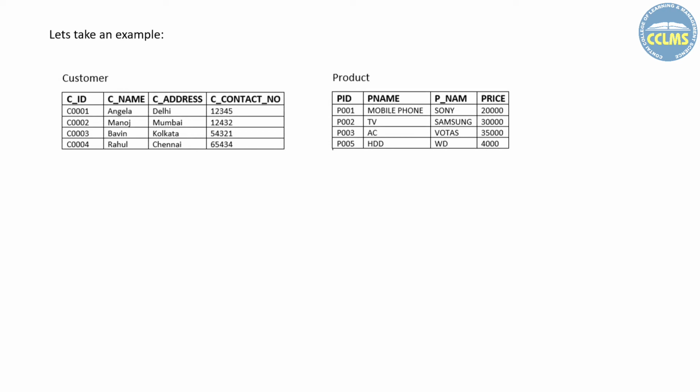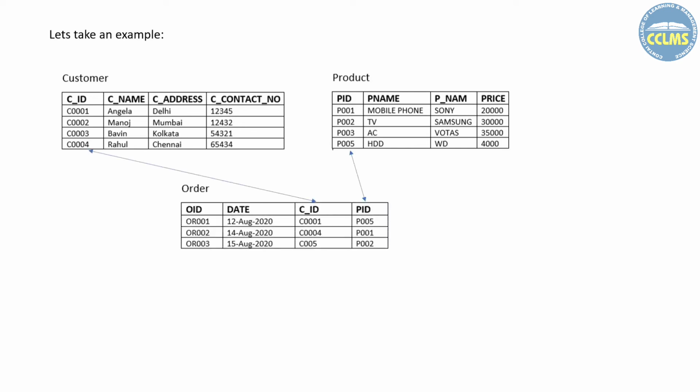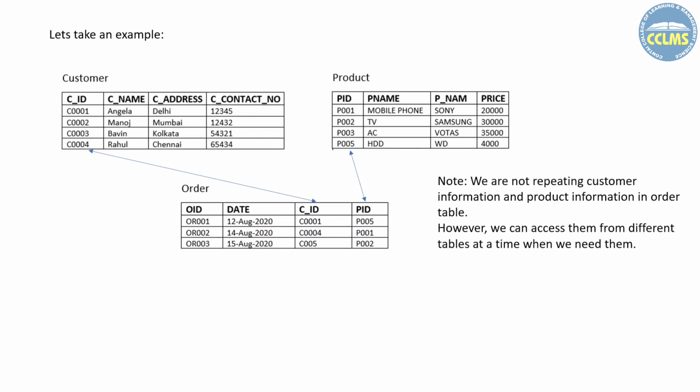Let us take another example of relational database management system. Here we can see that the customer ID and product ID, which belong to the customer and product tables, have been used in the order table to create an order, which is actually forming a relational database. So, an important note, we are not repeating the customer information and product information in the order table again and again. However, we can easily access them from different tables at the time when we need them.